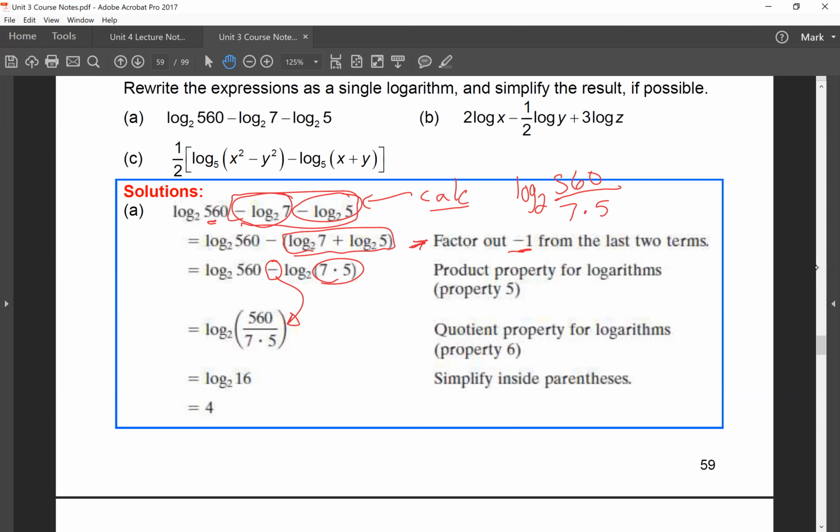And again, when I did this myself, I didn't even do the factoring. I just said, well, it's 560 over 7 over 5. Like the 560 is over 7 and 5. So whatever you're comfortable with. And again, you can do this one on your calculator. The next step, for example, I would do on my calculator: 560 divided by 35 is 16. And then you have to use your calculator for the last part.